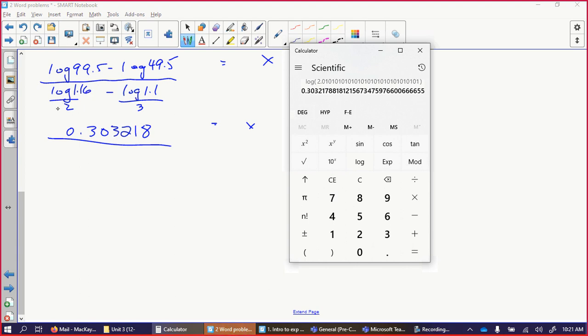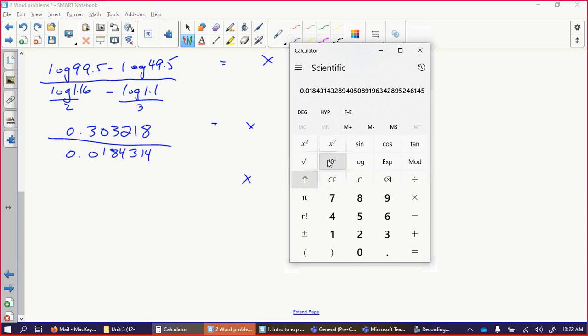Same thing. 1.16 log divided by 2. Subtract bracket 1.1 log divided by 3 bracket gives us... I did this all out yesterday, that's why I'm looking over there. Well, I know what the answer is. 0.0184314.